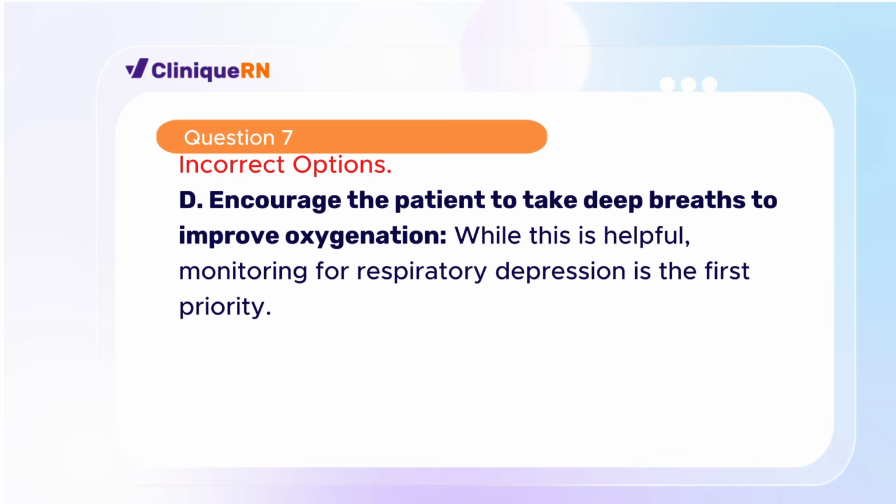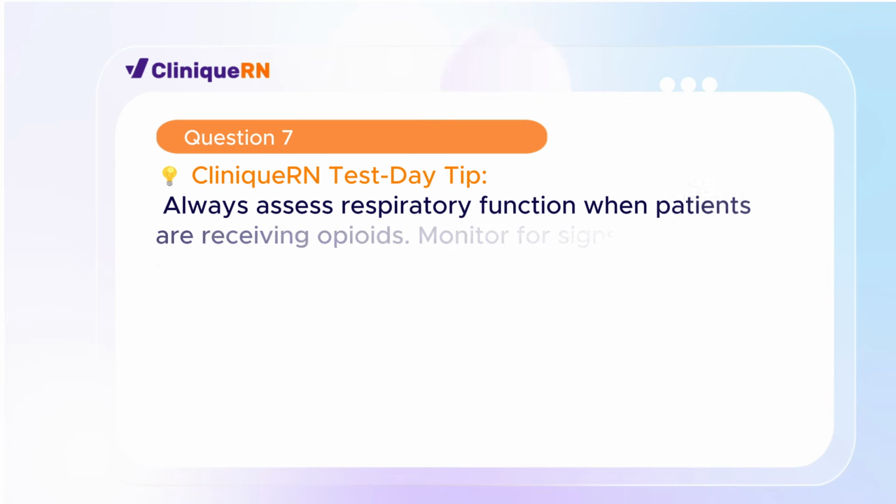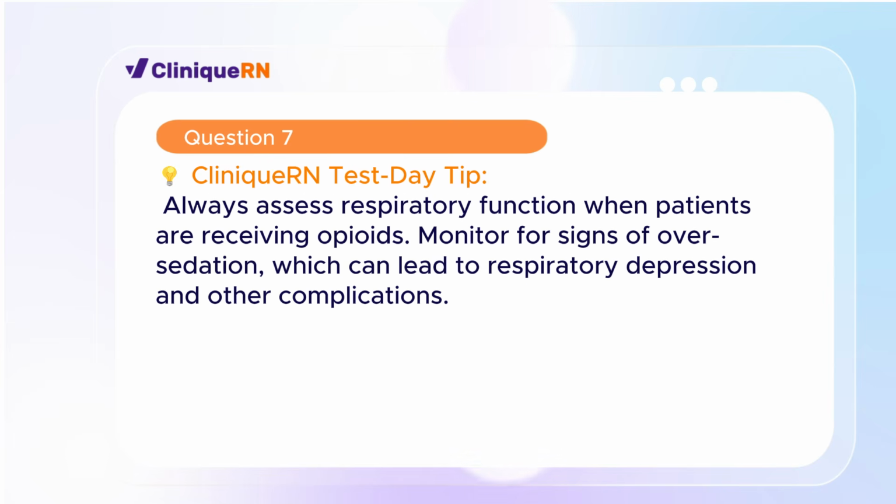D. Encourage the patient to take deep breaths to improve oxygenation. While this is helpful, monitoring for respiratory depression is the first priority. CliniqueRN Test Day Tip. Always assess respiratory function when patients are receiving opioids. Monitor for signs of oversedation, which can lead to respiratory depression and other complications.